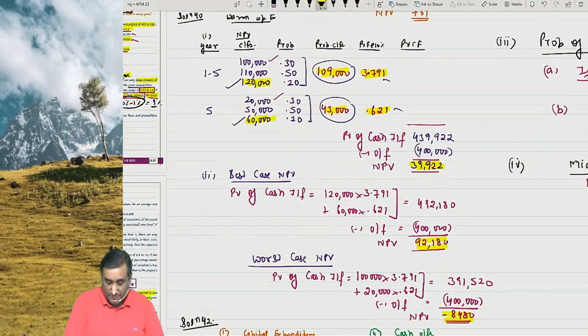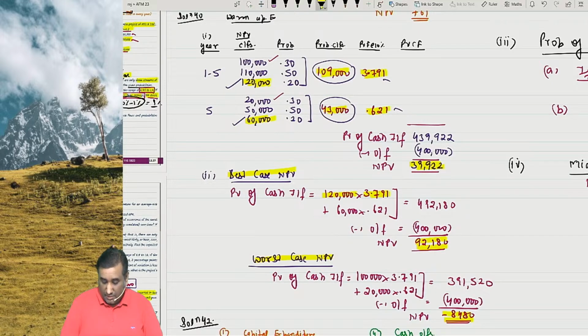Best case would be, sir, present value of cash inflow 1,20,000 into 3.791, 4,54,920 plus the salvage value, which gives the best case NPV. Worst case is minus 8,480. We are on the same track, everyone. Now let me show you the third part, third A and B.